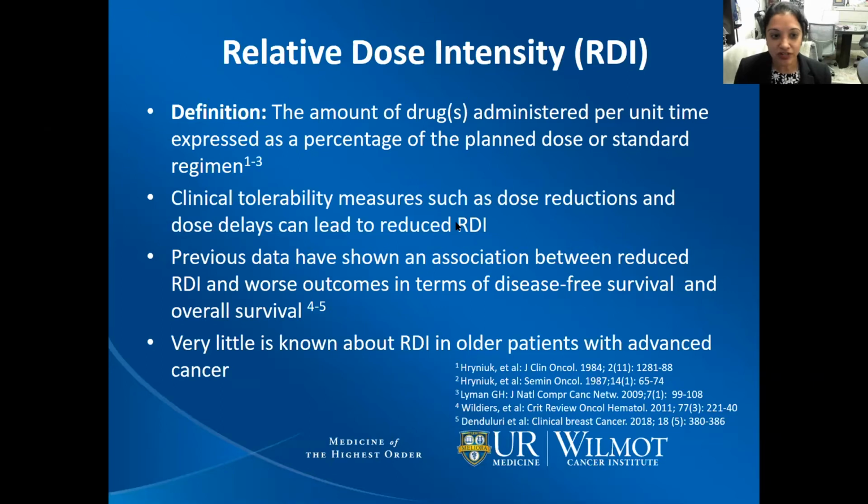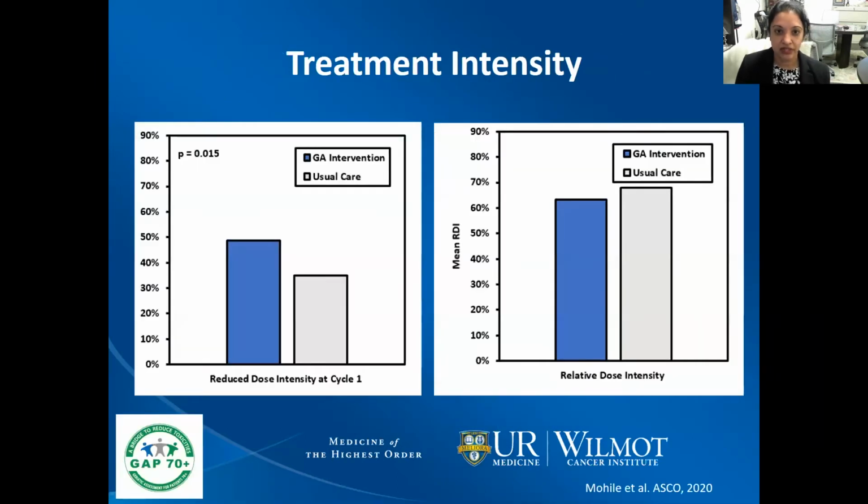And there's been some work to show that reduced RDI is associated with worse outcomes in patients with curative intent approaches to therapy and generally in younger populations, but very little is known about RDI in older patients with advanced cancer. We evaluated treatment intensity by arm to see if this was a mechanism for the reduced AEs that we found.